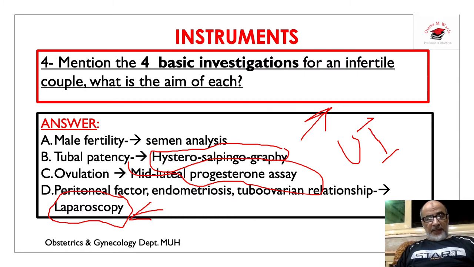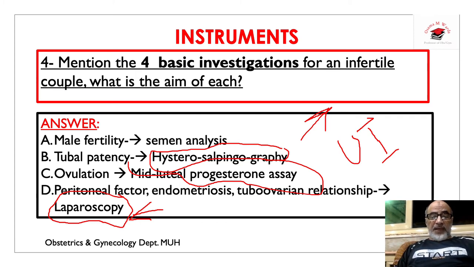So the four basic investigations of an infertile couple are semen analysis for the male, hysterosalpingogram for tubal patency, mid-luteal progesterone assay, which is normally 10 nanogram per deciliter or more, and lastly, laparoscopy to evaluate the tube-ovarian relationship and the pelvic peritoneum, mainly.